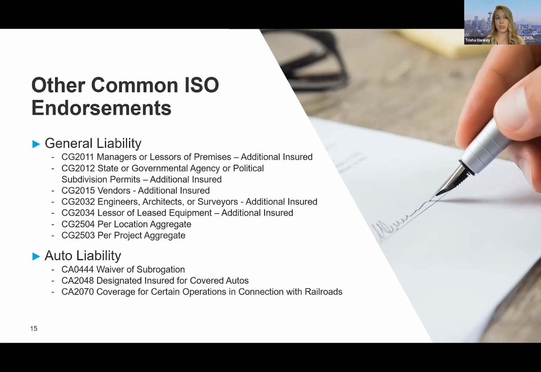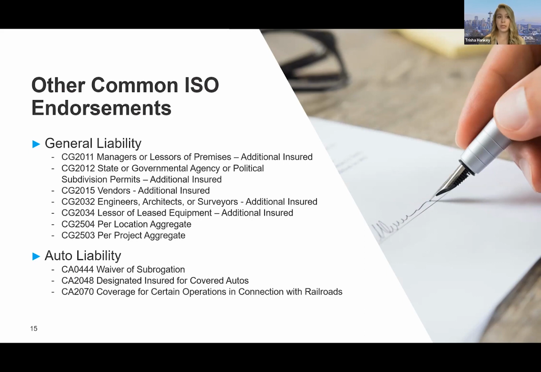This additional insured endorsement is often requested by municipalities when a contractor needs to obtain a permit, such as a right-of-way permit or any other permit required for their work. CG 2015, additional insured vendors. Like it states, the AI form is used for vendors and lists the entity who is selling or distributing your product as an additional insured for the bodily injury or property damage that may arise out of your products.